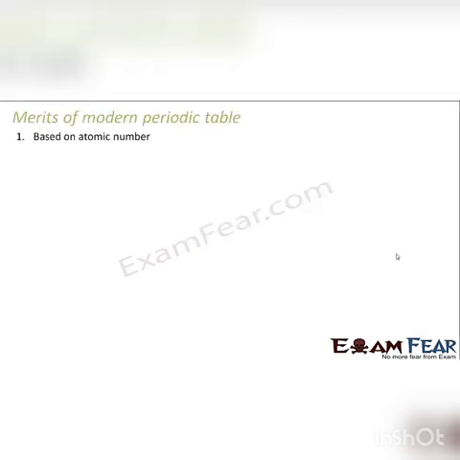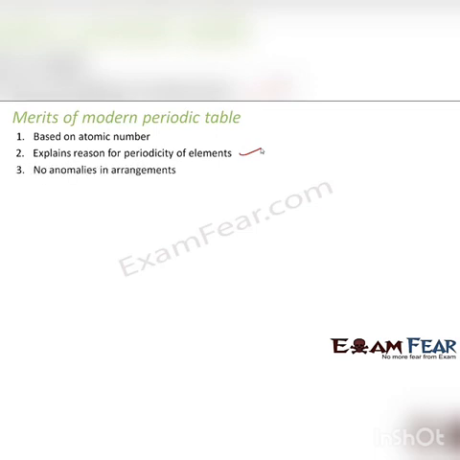There are some merits of the modern periodic table. The first thing is, it is based on atomic number. The second thing is, it explains the reason for periodicity of the elements. The third thing is, there is no anomaly in the arrangement as we have seen in the earlier periodic tables, and the newly discovered elements could easily be accommodated in this.